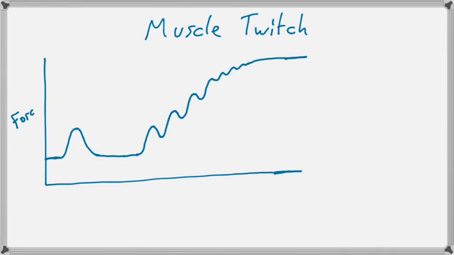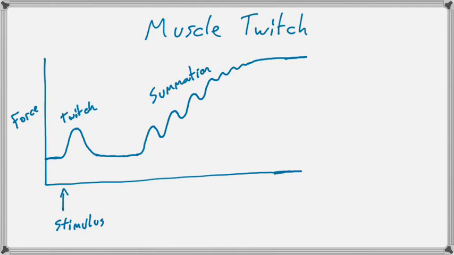So we should label this. This is the force being exerted here. So this would just be a twitch or a stimulus. I guess we could put an arrow here to say, so this is where the stimulus was. And there's probably a little bit of a delay there, but that's not a huge deal. This rising we would call summation.